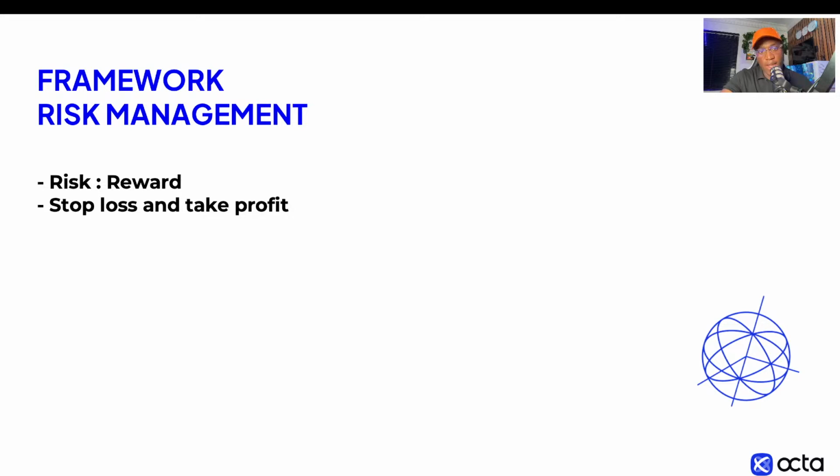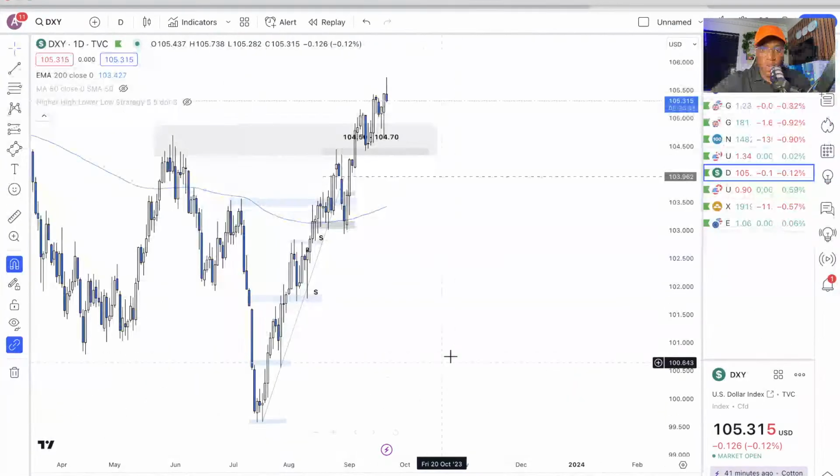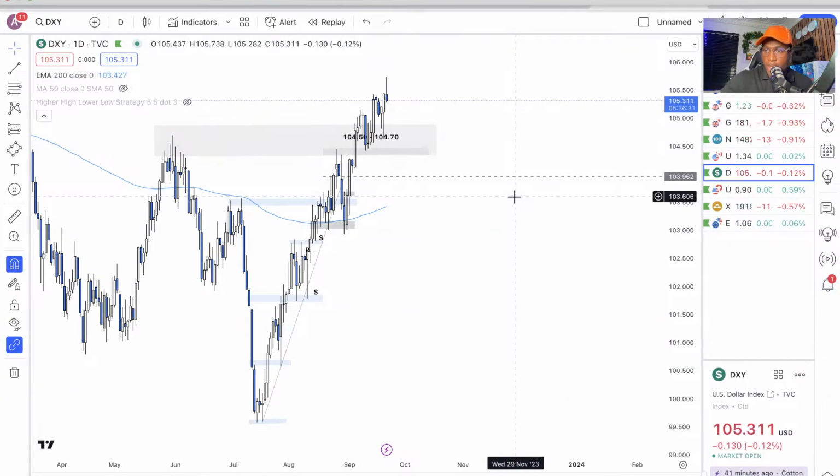And also, you want to use stop loss and take profit orders to help minimize the drawdowns on your trade and also secure your profit. I'm going to go ahead and go over to the charts. So if you have pairs you want me to analyze, you can let me know in the comments or in the chat, and I'll check to analyze them. But right now, we'll be looking at the dollar index.